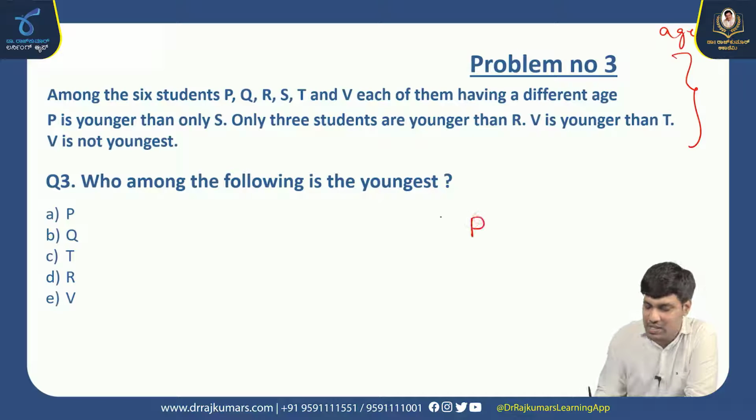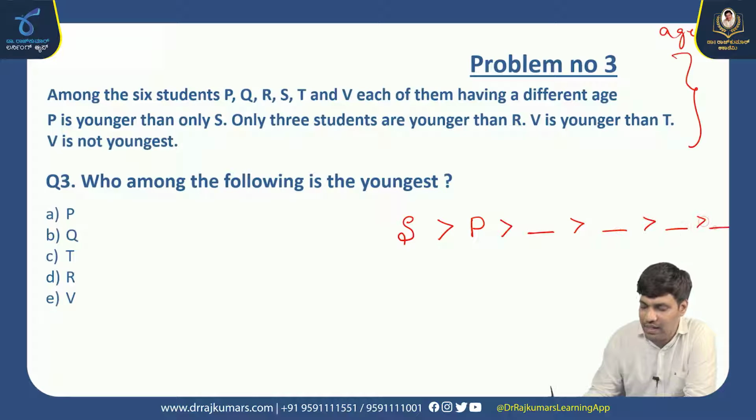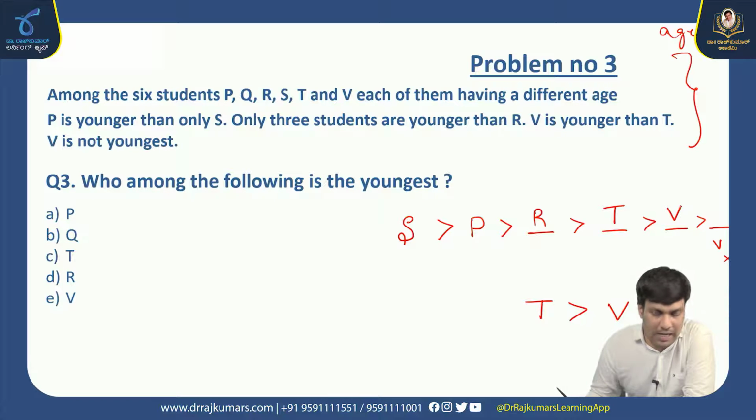They are telling P is younger when compared to only S. When compared to all others, P is elder. Only 3 persons are younger than R. They are telling after R, there will be only 3 positions. So I can write R in this position. Next, V is younger than T, but V does not sit in the last position. We should not write V in the last position. So we can write the order this way. We can write T and V in the 3rd position and 2nd position.